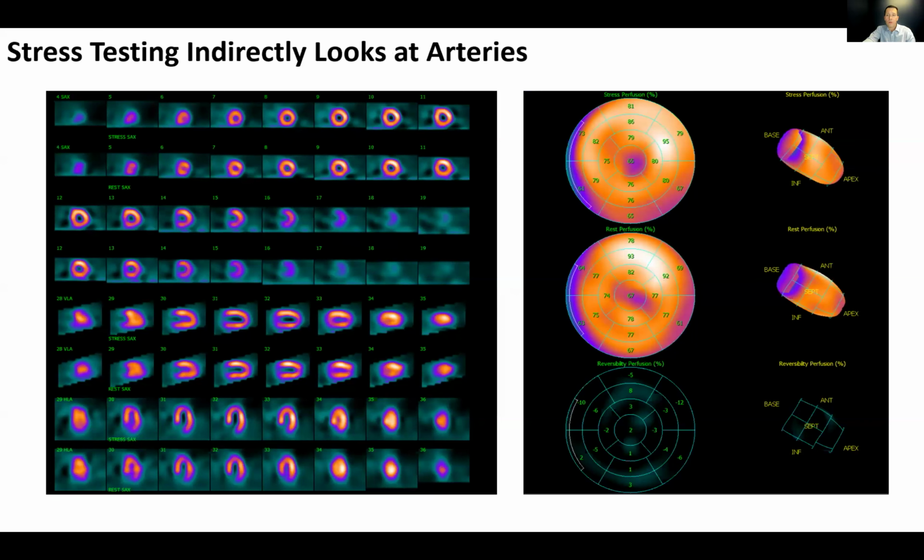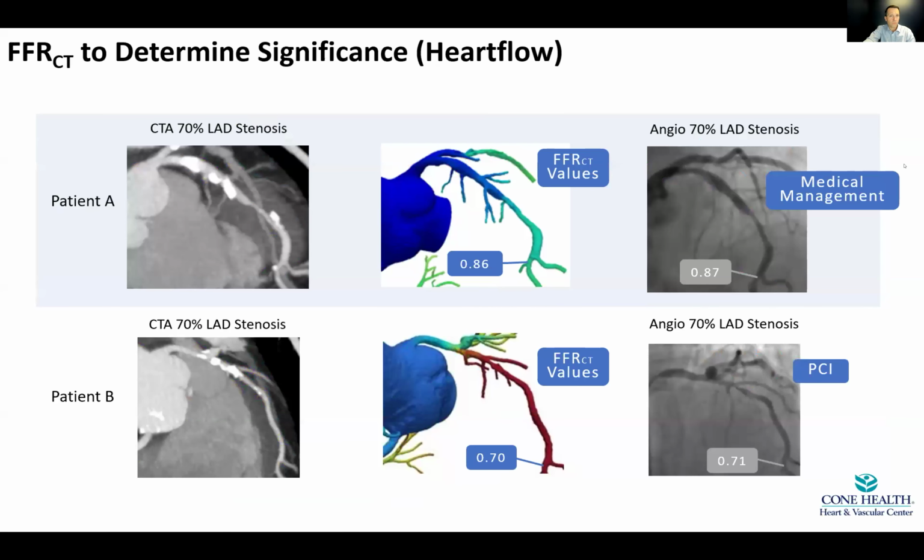When you do nuclear stress testing, as shown here, you really see if a patient has obstructive disease, but you may miss someone who has early disease or early plaque buildup, so you're not able to get them on appropriate preventive therapies. I think that's why guidelines really shifted to CCTA as a primary modality to evaluate these patients.